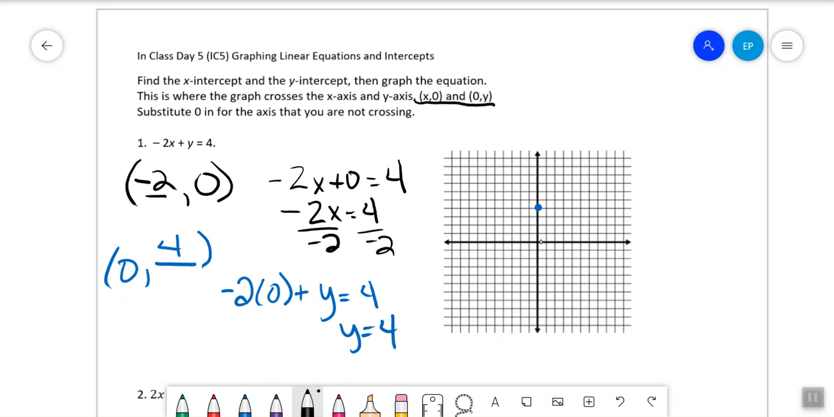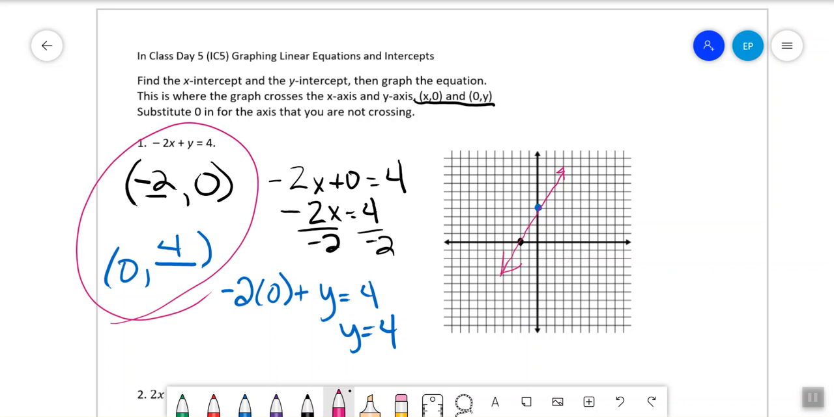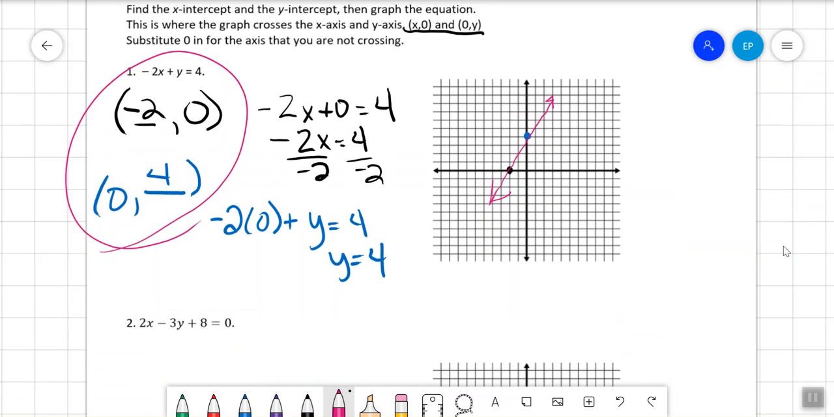X-intercept, go to 0 and go left 2. And then what you would do is draw a line between them. That's not a dark line, but we're going to go with it. So that's how you would graph that. So intercepts are over here. Graphing is there. Remember, plug in 0 for the opposite axis that you're not trying to solve for.